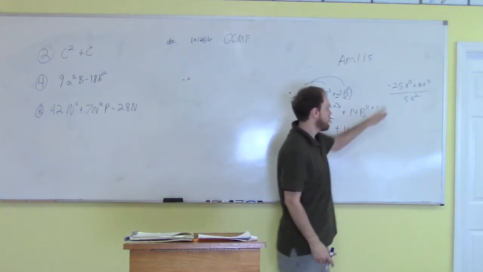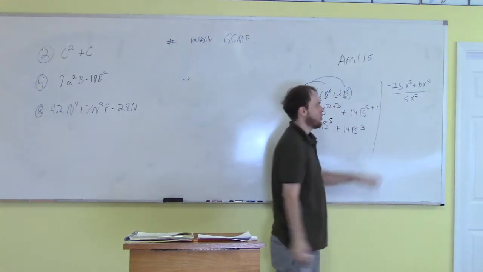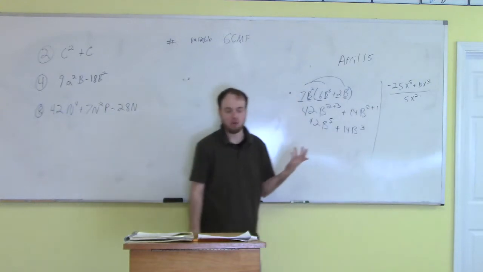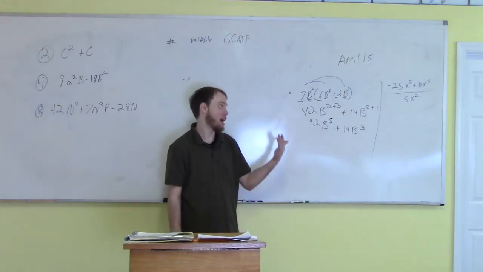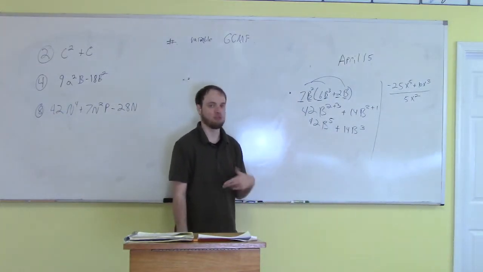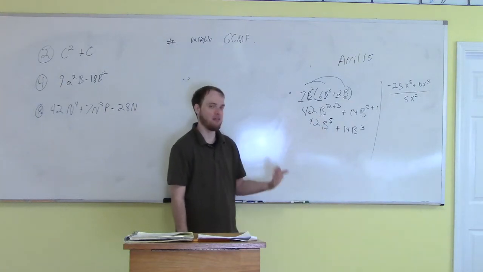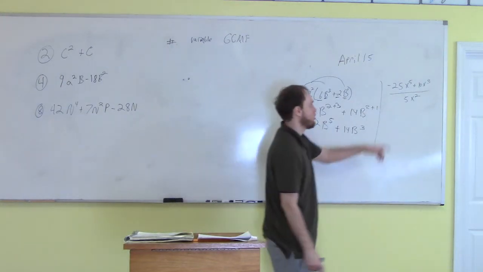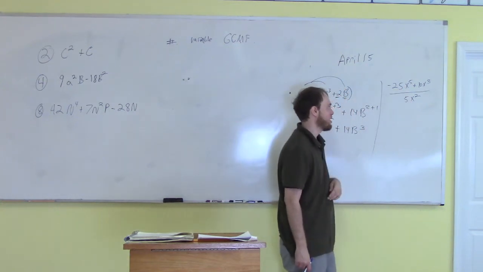Alright, over here is going to be a division problem. And so a division problem works the same way as the multiplication. The only difference is you divide number by number and then you're going to subtract the exponents. So multiplication, you add them, division, you subtract them. And so here, we're going to do negative 25x to the 5th.